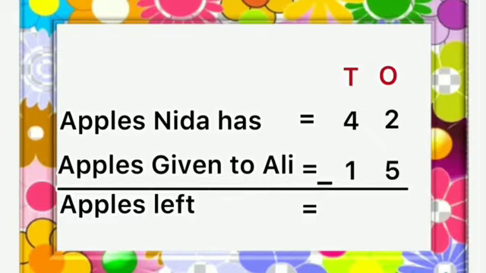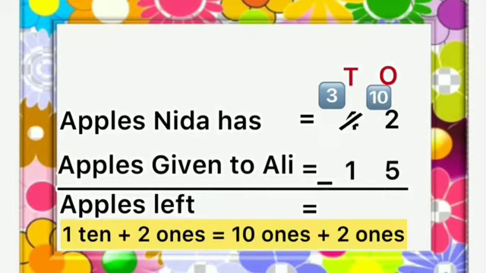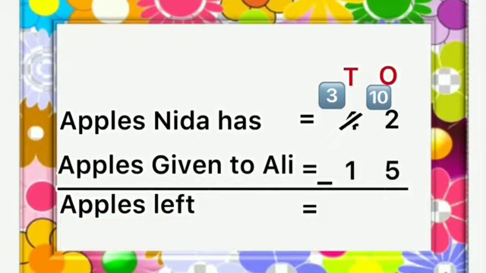Students, as you know, in step 1, subtract the ones. We cannot subtract 5 from 2. Therefore, we borrow 1 ten as 10 ones from the tens place and carry to the ones place. 1 ten plus 2 ones is equal to 10 ones plus 2 ones and it will become 12 ones. Now subtract 5 ones from 12 ones and after subtracting we get 7 ones.